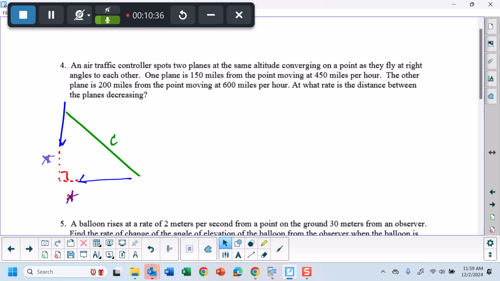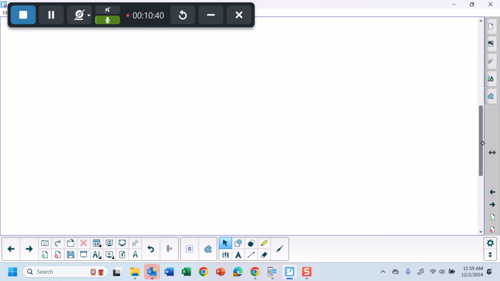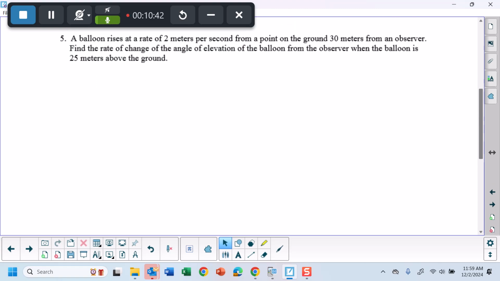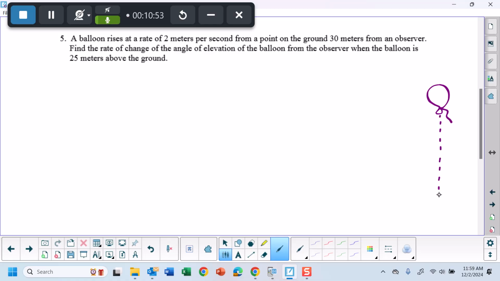Would you like to do the trig one? Okay. So a balloon rises at a rate of 2 meters per second. So we'll give our little purple balloon. There's our balloon, and it's rising at a rate of 2 meters per second. So what does that tell me? That means that dB/dt is equal to 2 meters per second.